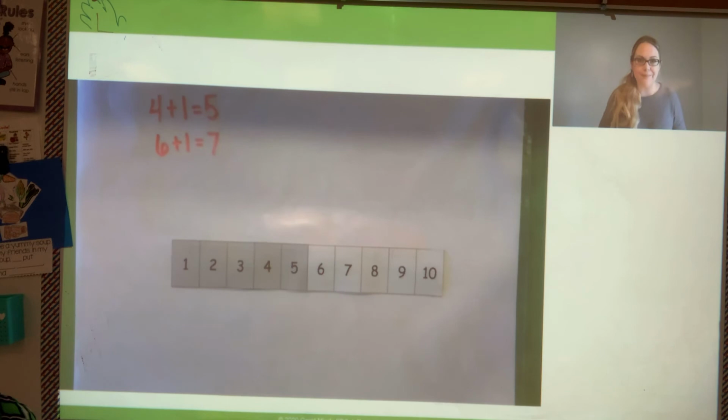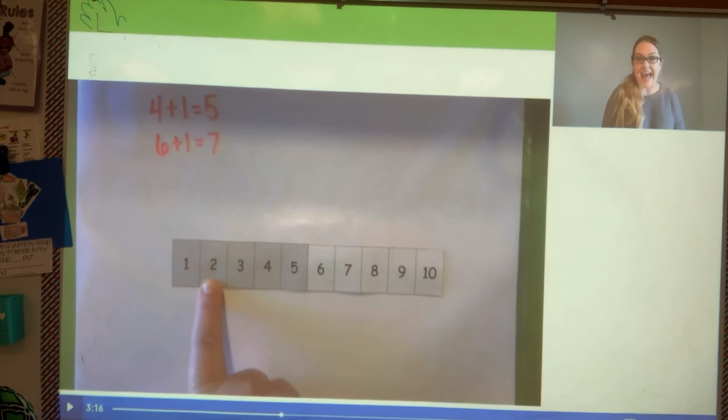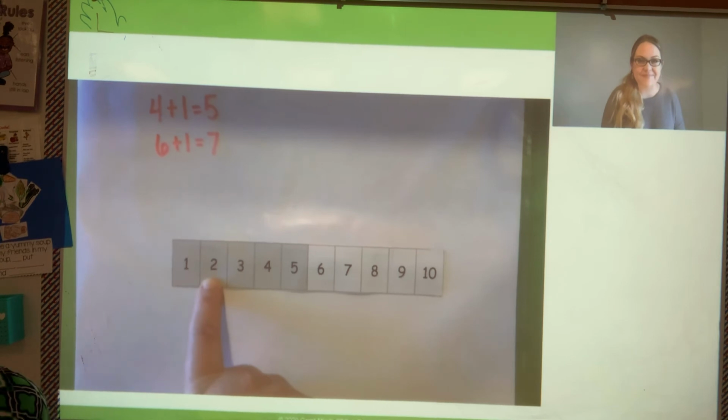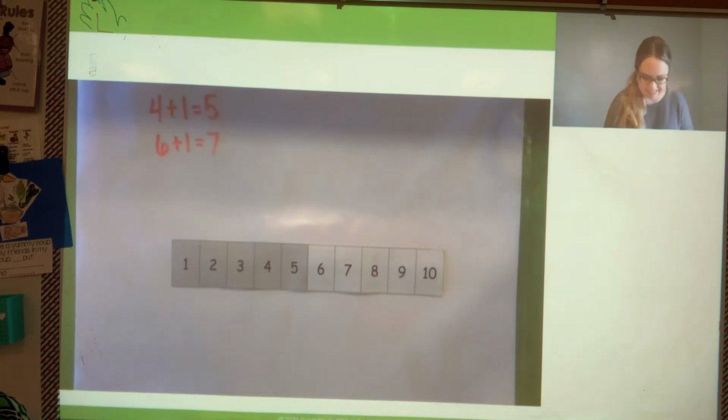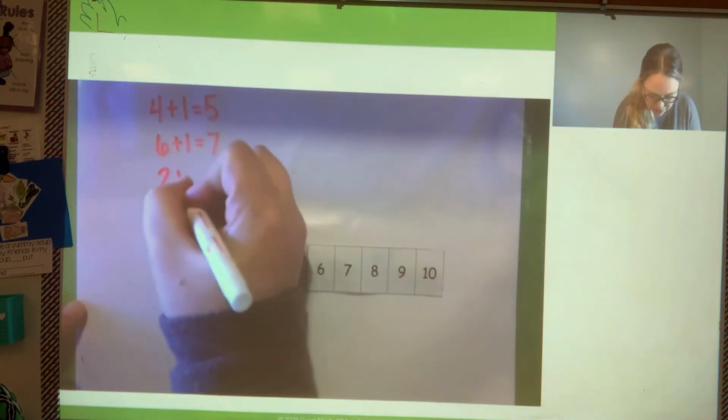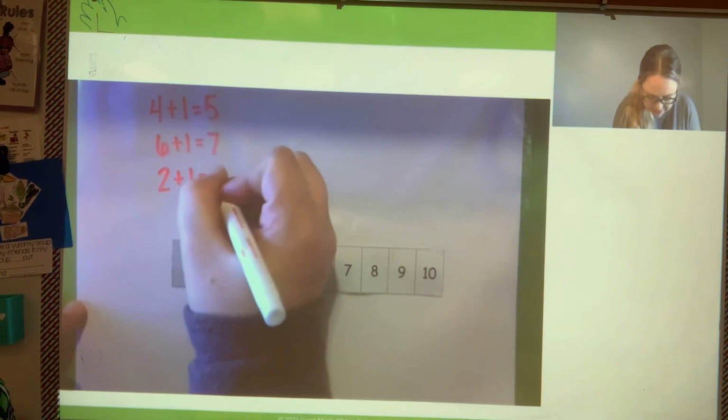Point to the number 2. Okay. Point to 2. Add 1 more. Point to the next one. How many is that? Show us with your fingers. What did you get? Yes. 3. Let's make that number sentence. 2 plus 1 equals 3.